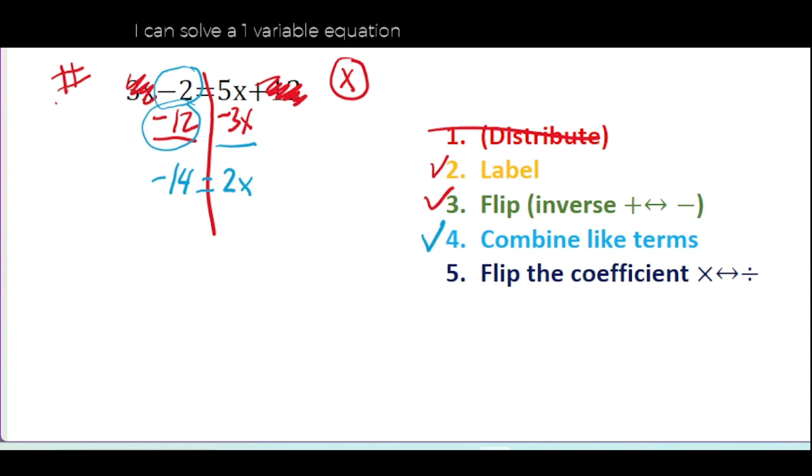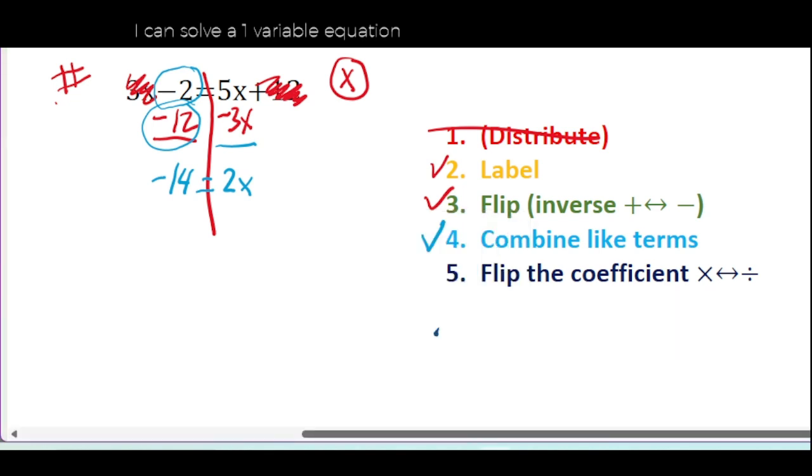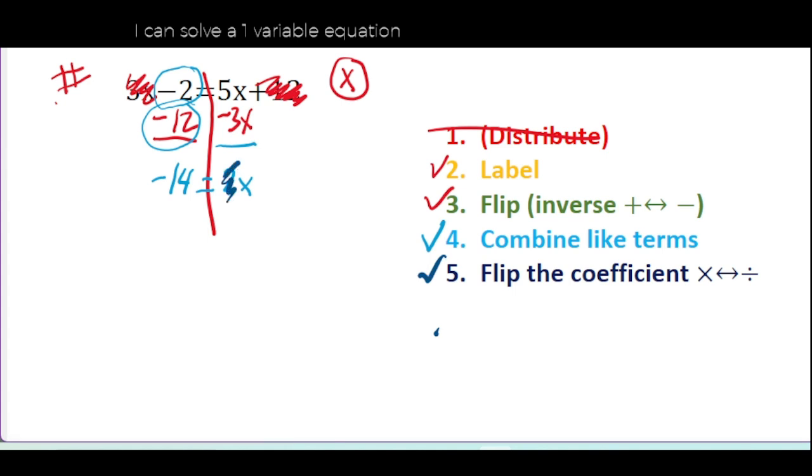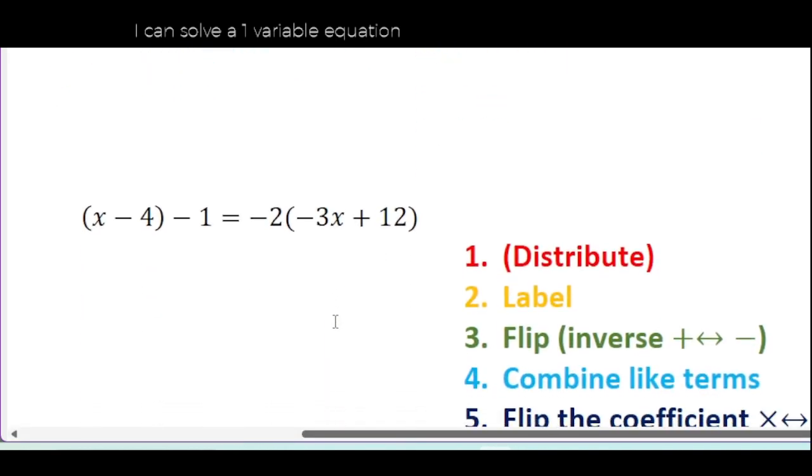And last but not least, I'm going to go ahead and flip this coefficient. So flipping the coefficient is the 2. So that 2 will turn into divided by 2. And we can write division as a fraction, or we can write division using the division symbol. So on this side, I'm only left with x. And then negative 14 divided by 2 is negative 7. So x equals negative 7. Same thing as negative 7 equals x.